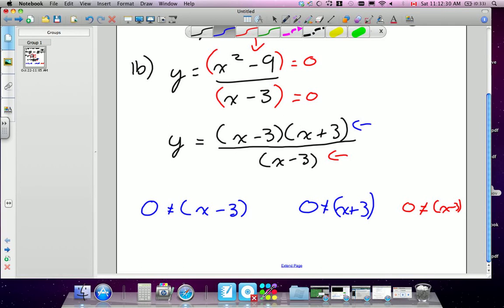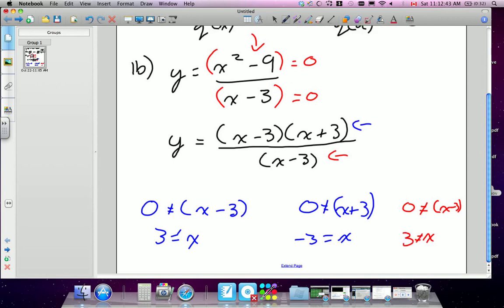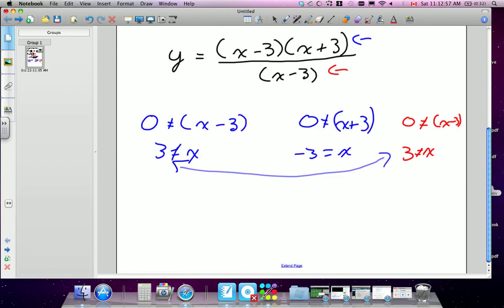So in our first one, we get x can't be 3. Our other one, we get x can't be negative 3. And on our bottom, we get x can't be positive 3. If we look at this, there's a similarity between this one and this one. Our top and our bottom, if I were to plug the number 3 in, is going to cause a 0 to occur on the top and bottom of this function.